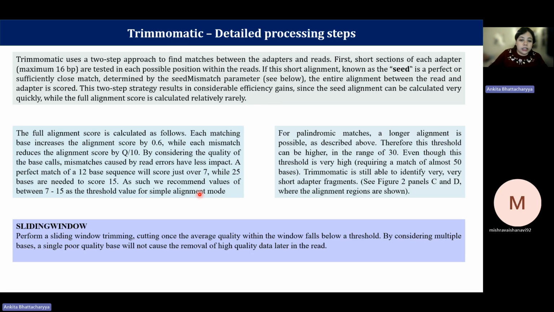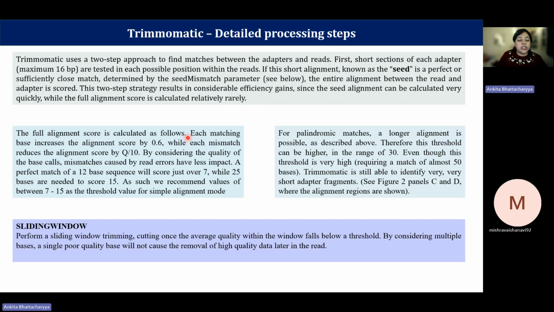Full alignment score, what do we mean by that? It is calculated as follows. After complete alignment, every time there is a match between two bases, it is going to increase the alignment score by 0.6, while each mismatch is going to reduce the alignment score by Q divided by 10. One tenth of the quality score is going to get deducted.